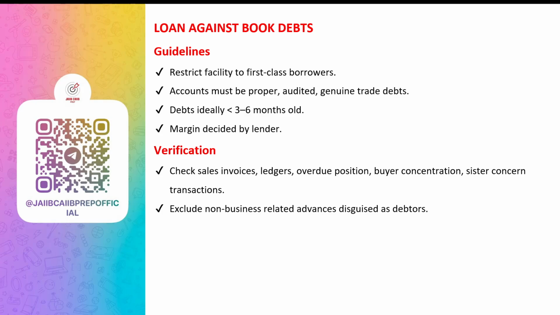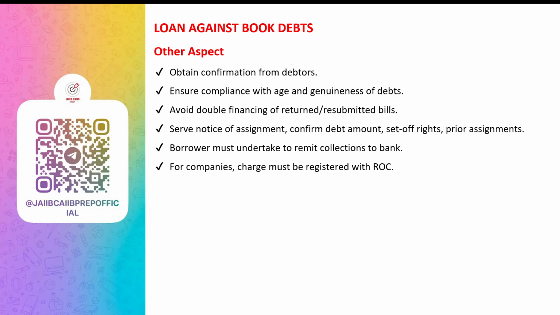Verification. So, sale invoices and debtor ledgers must be verified. Debt confirmation should be obtained for outstanding dues. You check the overdue position and reasons for long pendency, and ensure receivables are not concentrated on one major buyer, and bills that are already discounted should not be refinanced.